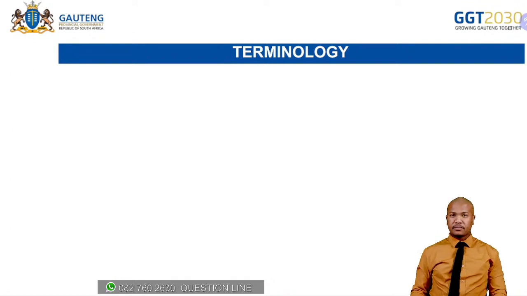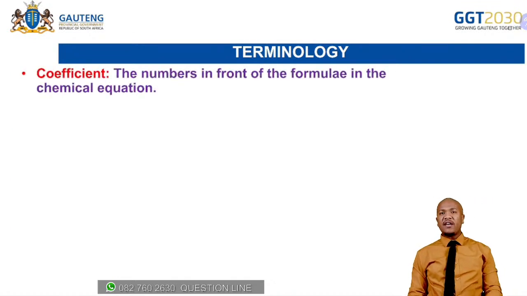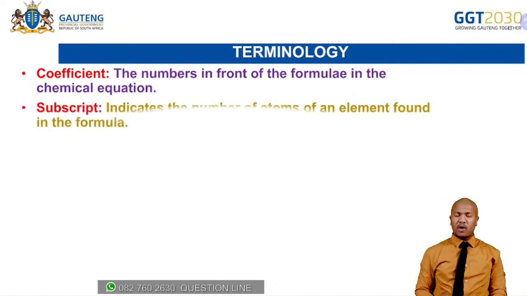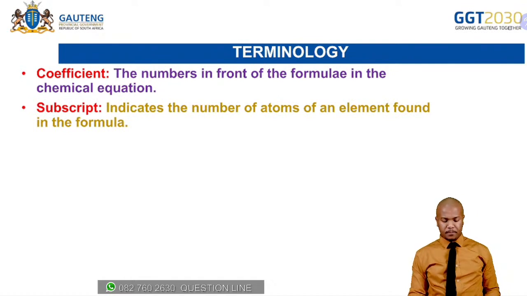Moving on. We have coefficient. A coefficient is a number in front of the formulae in the chemical equation. We'll talk more about coefficient and how to use them.